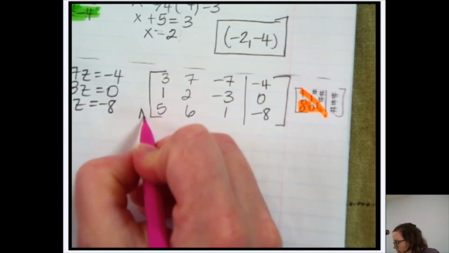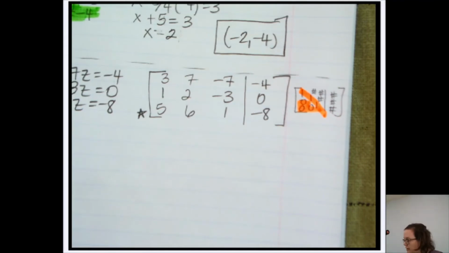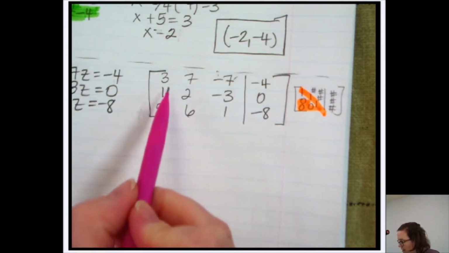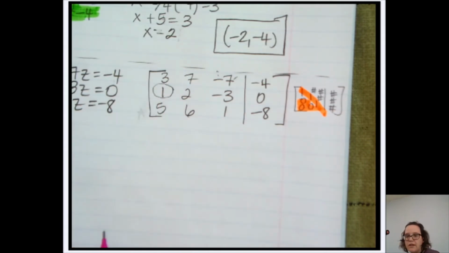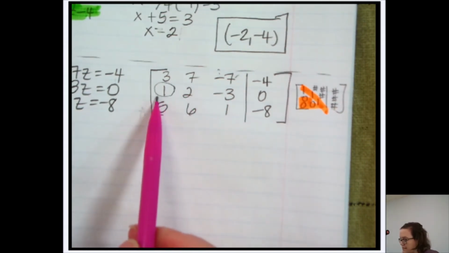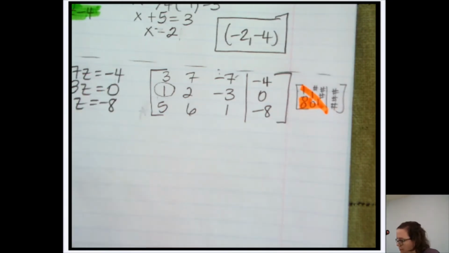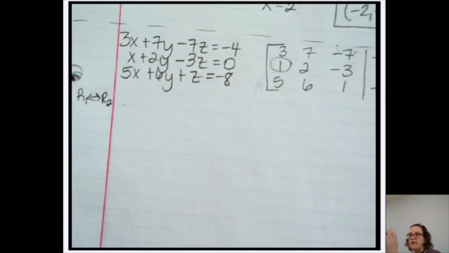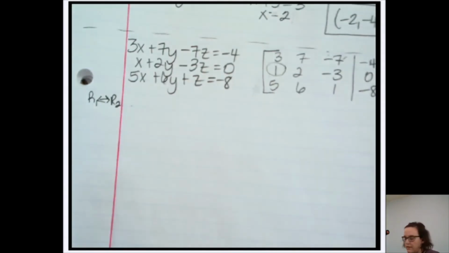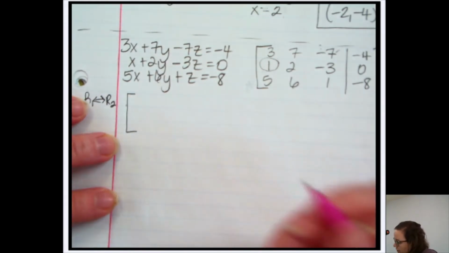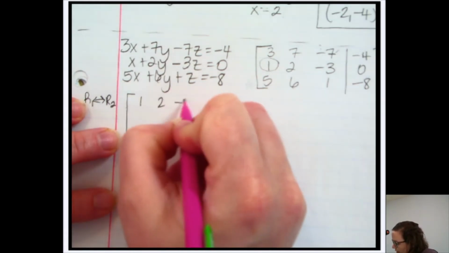Well, bottom left-hand corner is a great place to start. Actually, before I do that, I see something that'd be really nice. Do you see how that 1 is already in the beginning position? Well, we want a 1 up in that top left position, so let's flip-flop. So let's take row 1 and flip-flop it with row 2. Anytime you can have a 1 in that top left, we want to do that. So let's flip-flop there. So we get 1, 2, negative 3.